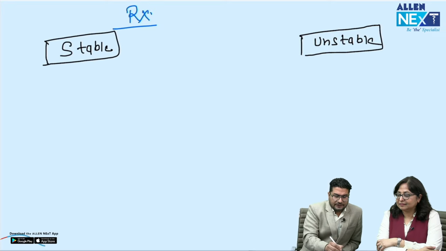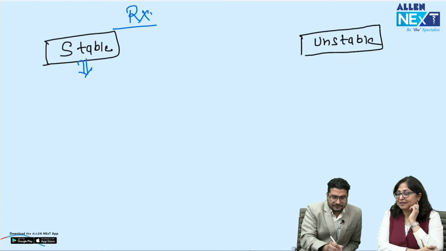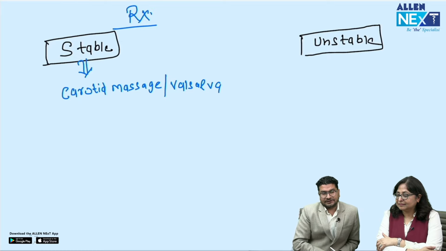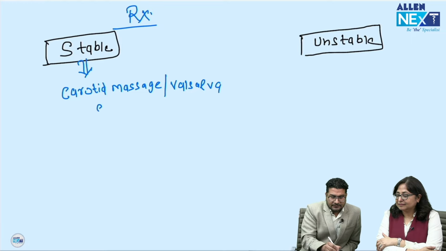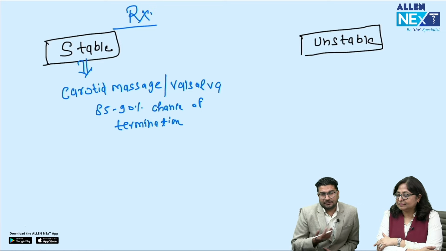In a stable patient, what is the first thing that we do? We do vagal maneuvers. Vagal maneuvers means it could be a carotid massage, or we can also perform Valsalva. In 85% to 90% of PSVT, if it's a stable patient, they terminate with this. So understand this, I am writing here 85 to 90% chance of termination. The question they ask in the exam is, the first thing you will try in a person with PSVT who is stable, that is vagal maneuvers.